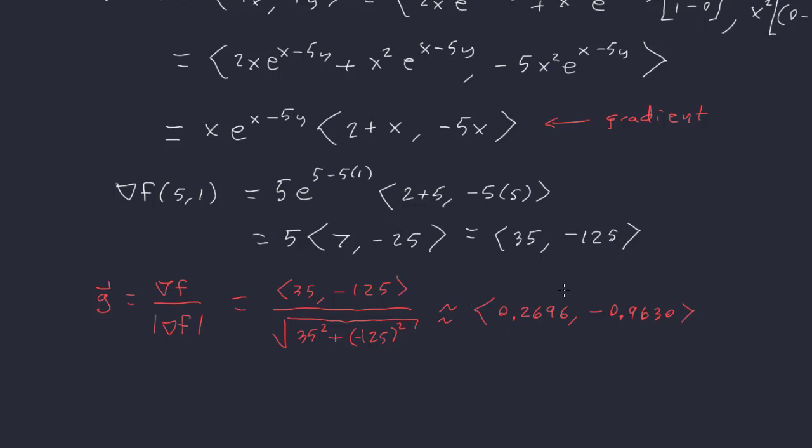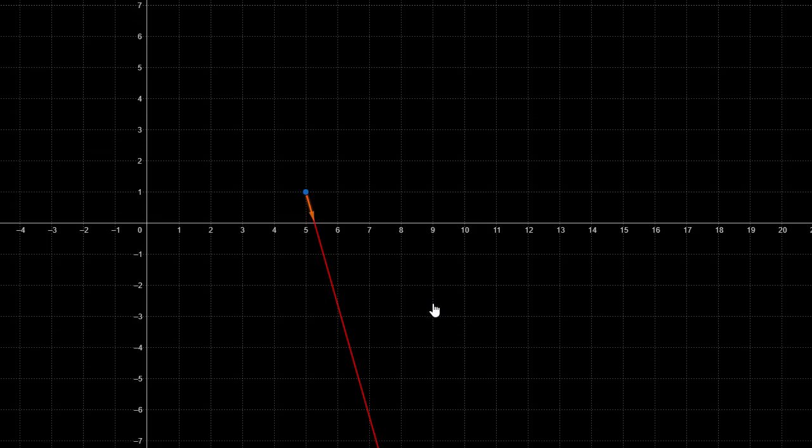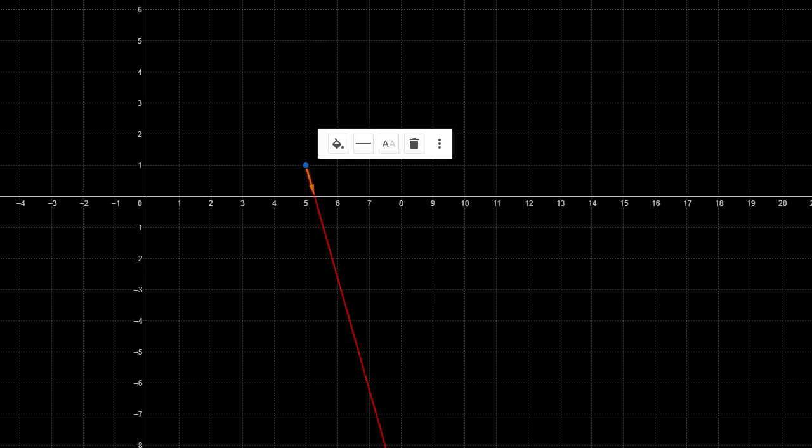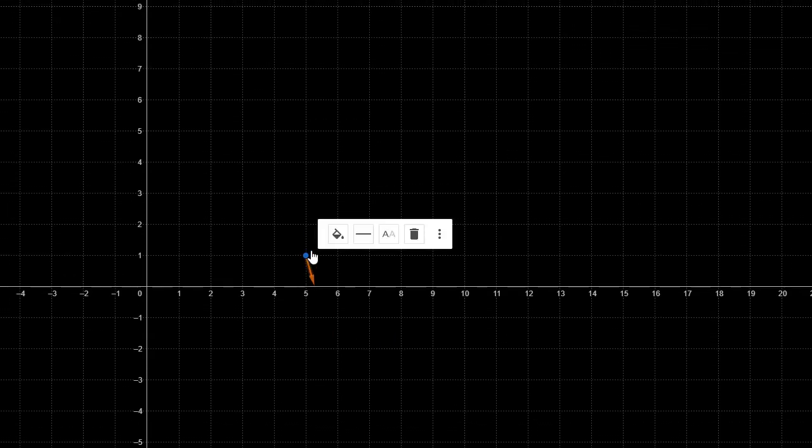All right, so that doesn't come out to be very nice. I went ahead in a calculator and got that this is about 0.2696, comma, negative 0.930. Okay, there we go. That's a much easier vector to deal with and to see what direction we're talking about. So that is the direction of steepest ascent for the surface at that point.